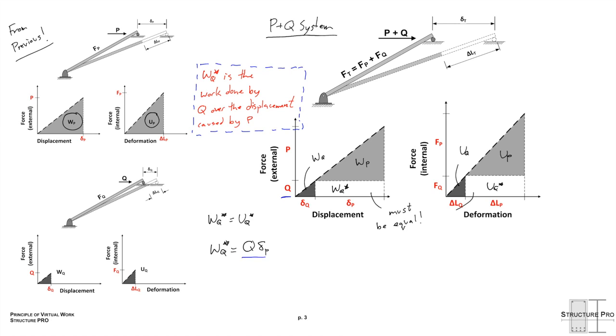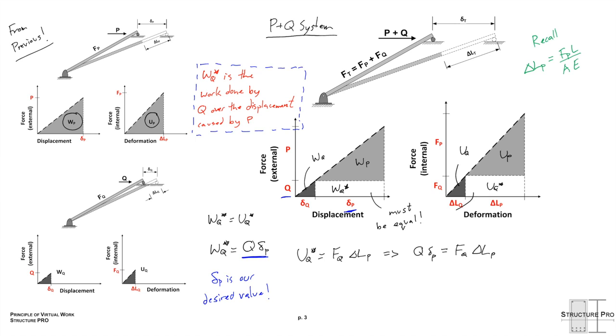So we can write WQ star is Q times delta P. Just looking at the area of the shape there, it's a rectangle, Q times delta P. And recall that delta P is our desired value, right? That's the value that we really wanted to compute here. So our strain energy, UQ star, we can say is FQ times delta LP. Again, just a rectangular shape. Putting these together, we can write that Q delta P is FQ delta LP. And recalling from earlier that an axial loaded bar has a delta LP of FPL over AE, the subscript P just saying the P is causing the F and the delta LP. We can sub this in, and then we'll just add this little summation symbol, being as there could be more than one member, and there often is in a truss, for example.